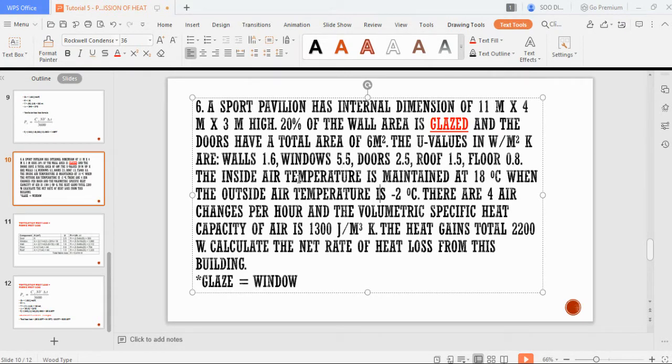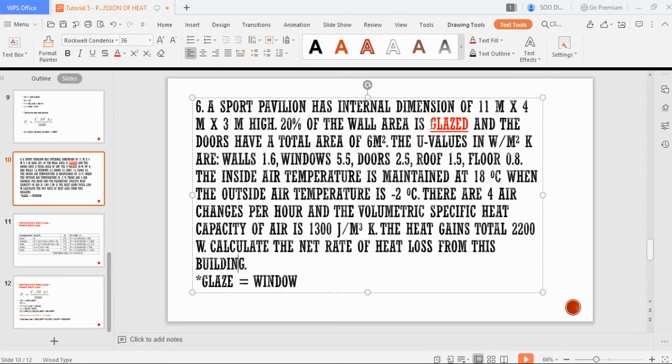And then the inside temperature is maintained at 18 when the outside temperature is -2. So this is a temperature difference. And then you're given 4 air change per hour, and your specific heat capacity of the air is 1300. And finally, you have the total heat gain of total 2200. So you have to calculate the net rate of heat loss from this building. So all the information are given.